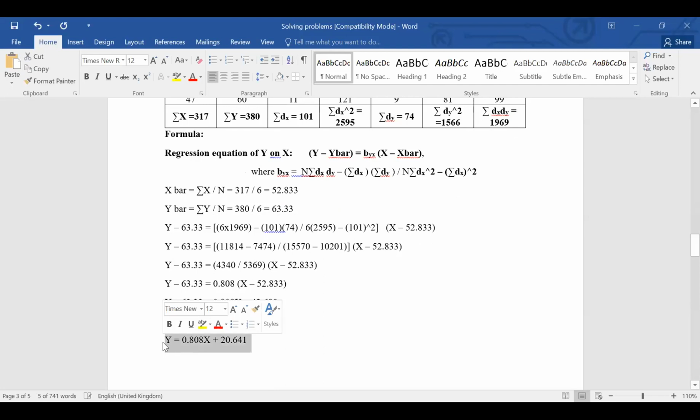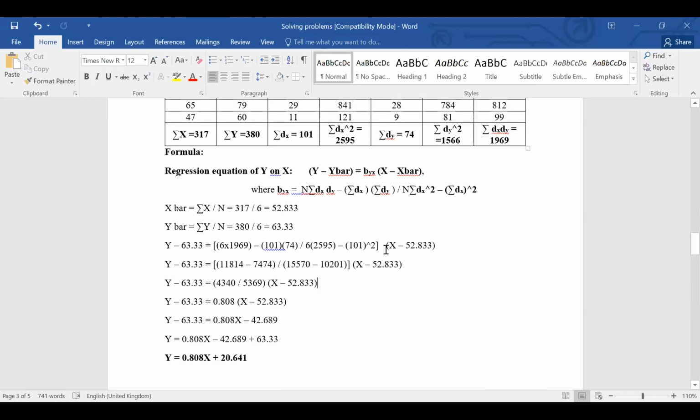Okay, now is it clear? The one part is clear. I think the rest, the x on y, you people can work out, right? Because it's time. Same procedure. Only this denominator will change. The numerator will be the same. The denominator will have a different value, like n into summation dy square, you have to substitute: 6 into 1566 minus dy square, 74 the whole square. Only this part will change.